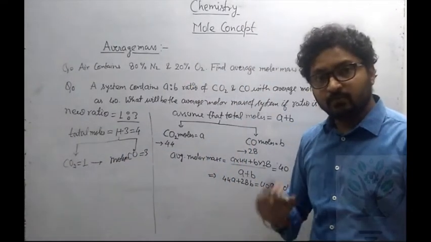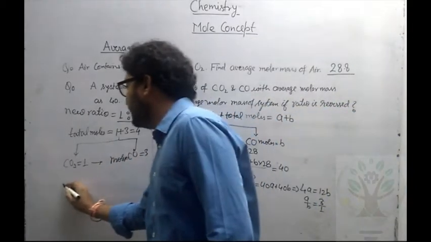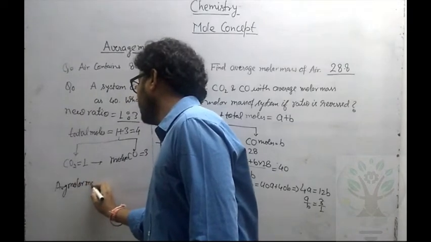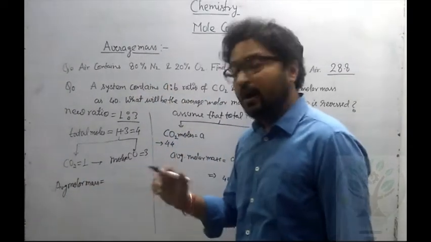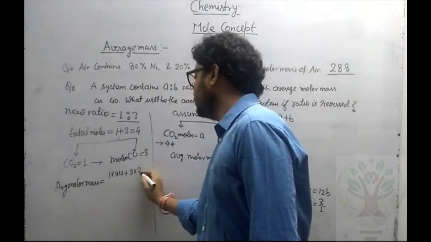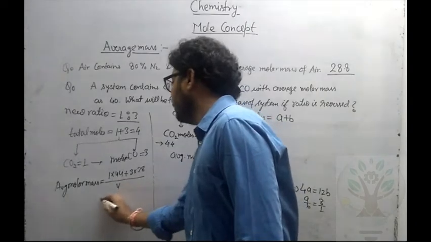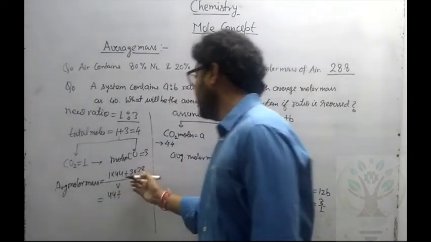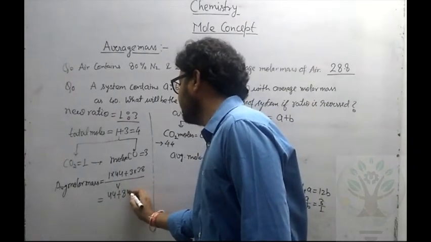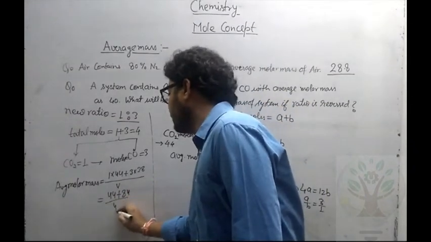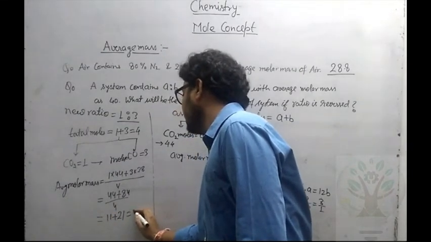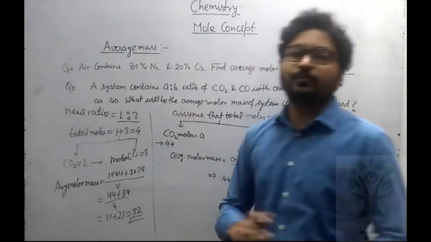Now, can you apply the average molar mass formula? Yes. How will we do that? Average molar mass equals how much? It will be 1 into 44 plus 3 into 28, divided by 4. So it is coming as 44 plus, 3 into 28, how much is it coming? It is coming as 84, isn't it? Divided by 4. So it is coming as 11 plus 21, that is 32.